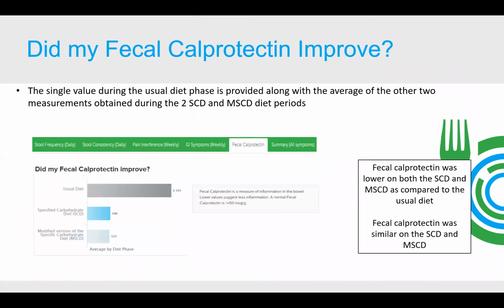And the final tab before the summary looks again at fecal calprotectin. So again, on the bar graph, you're going to have the single value for fecal calprotectin in the usual diet phase, provided along with the average of the two other measurements obtained during the two diet phases. So in this case, fecal calprotectin was lower on both the SCD and the MSCD compared to the usual diet, but was similar between the MSCD and the SCD.